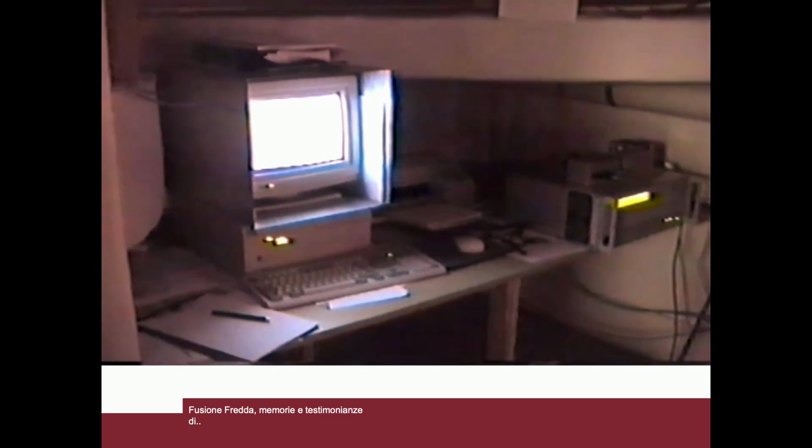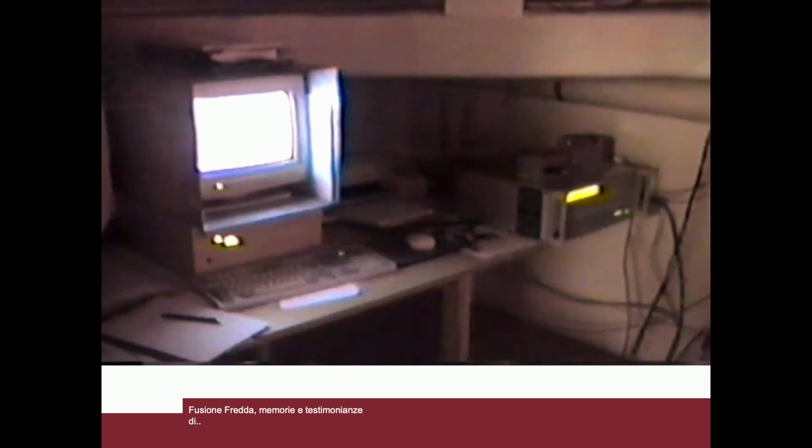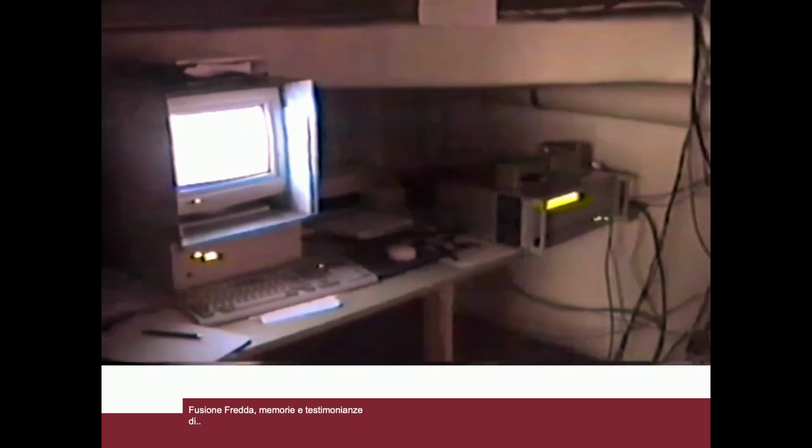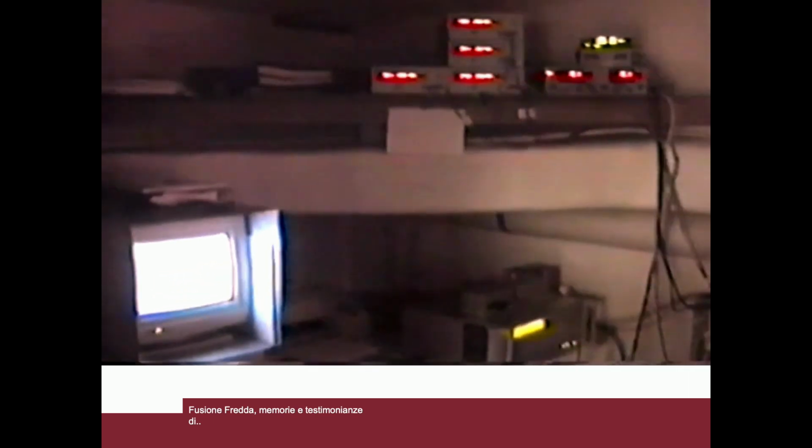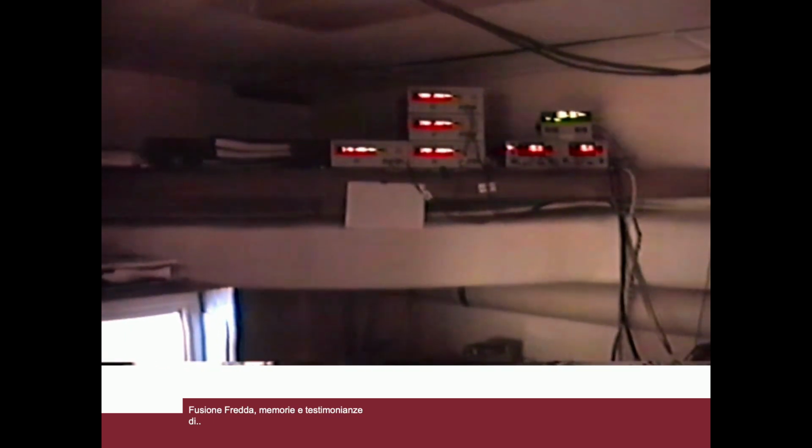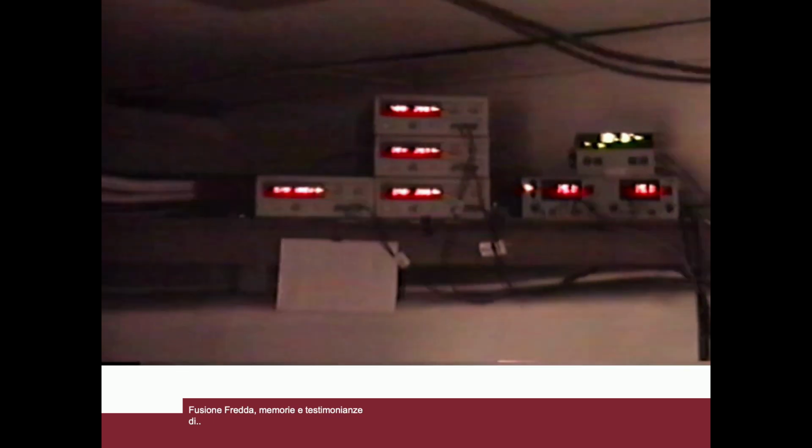In addition, we are now upstairs in room C. Here you see some power supplies.